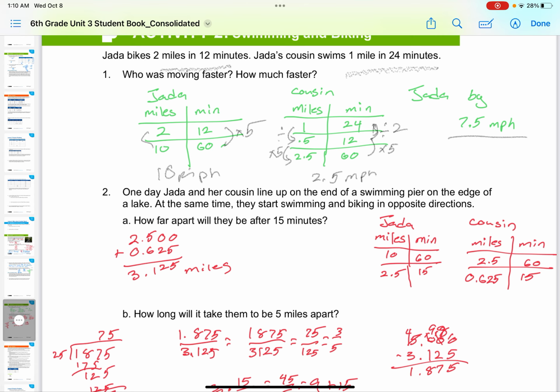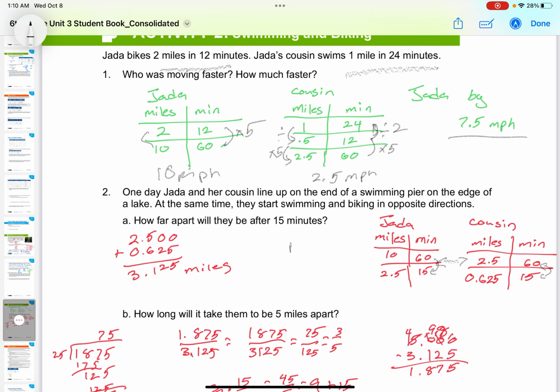And so how far apart will they be after 15 minutes? So I set up a little table and said, well, again, I started with the miles per hour and divided by 4 to get to 15 minutes. Well, 10 divided by 4 is 2.5. 2.5 divided by 4 is 0.625.